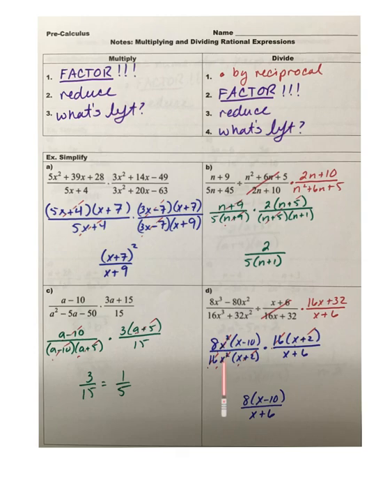Okay, little reminder, we can cancel just the x squareds because if you think about it, this is 8 times x squared times x minus 10. This is 16 times x squared times x plus 2. So the 8 and the 16 do not have to stay with the x squareds. I can reduce these two 16s, I can reduce these x squareds, and just keep the 8. And that's it for multiplying and dividing rational expressions.